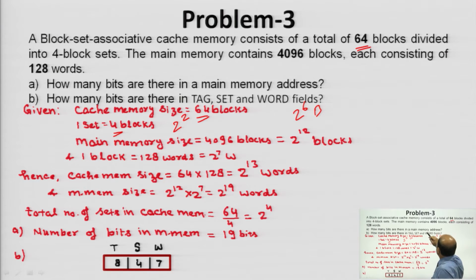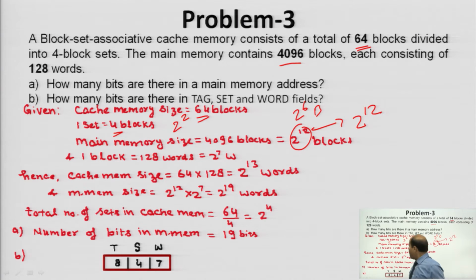In the next part, the main memory contains 4096 blocks, each consisting of 128 words. So, 4096 blocks means 2 to the power 12. This can be written as 2 to the power 12 number of blocks, and in each block there are 128 words. So, we can calculate the main memory size in terms of words. Simply you multiply with 2 to the power 7.